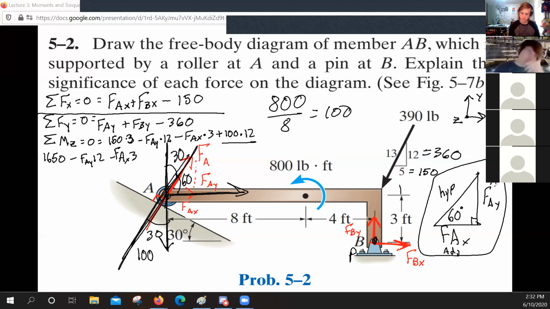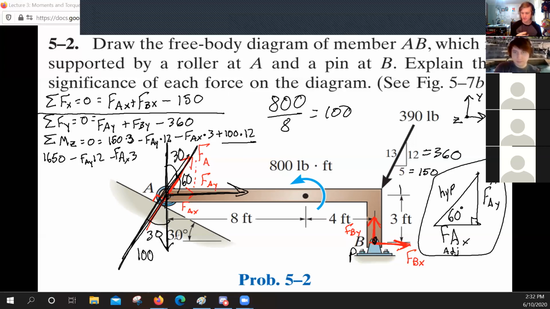The SOHCAHTOA, and we've got the OA here. I'm really not for sure. That's totally chill. Trig is one of those things that is hard to get your head around at the beginning.